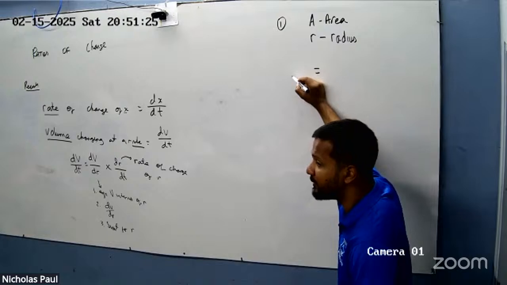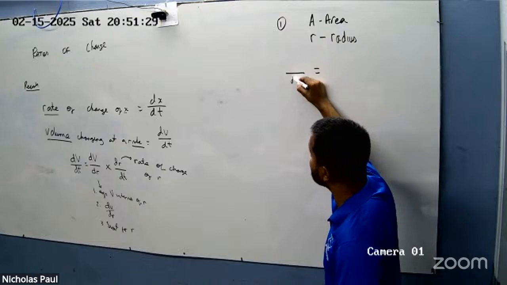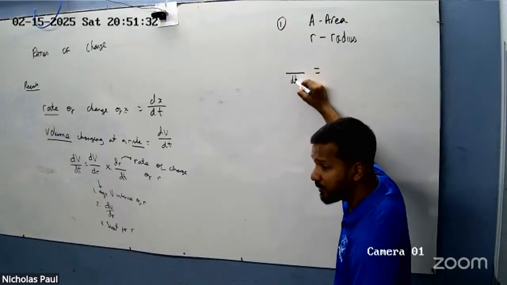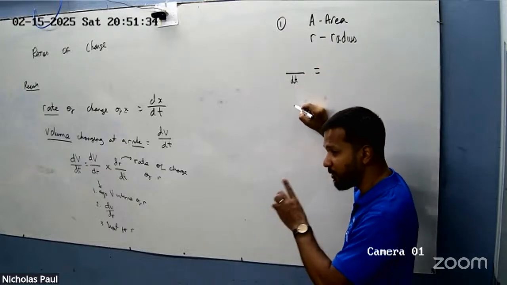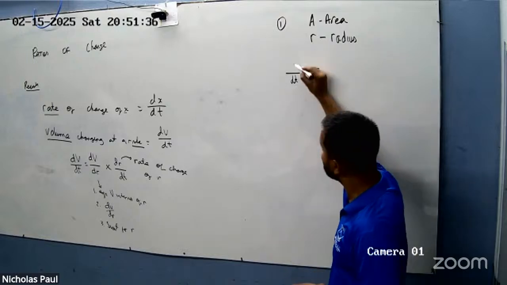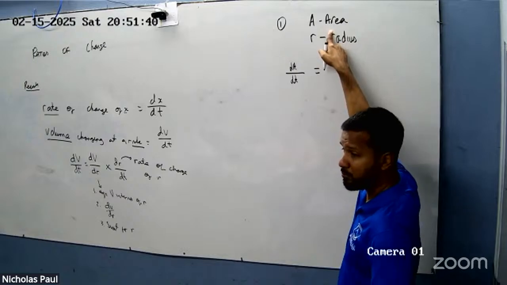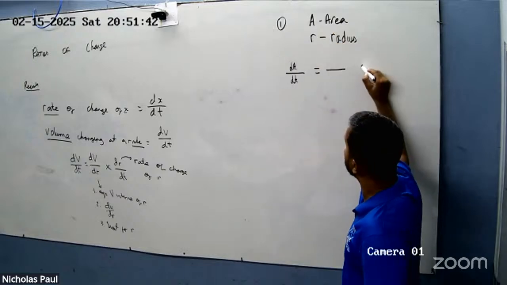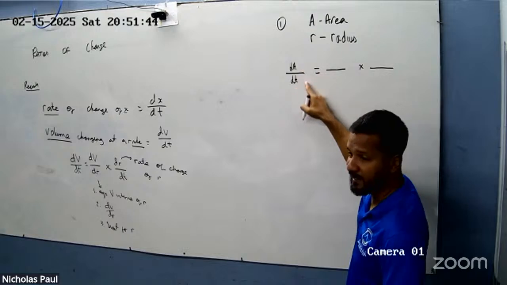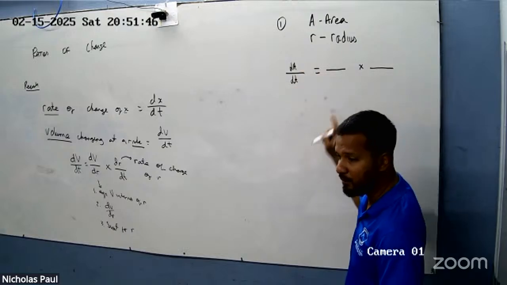You can write dA. What does rate mean? Rate means dt, right? Rate of area increasing, so that's rate, and area is dA. Write the formula that will give you dA/dt, and then see what you end up with.